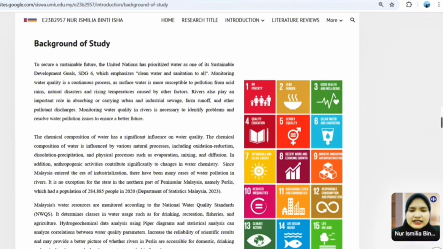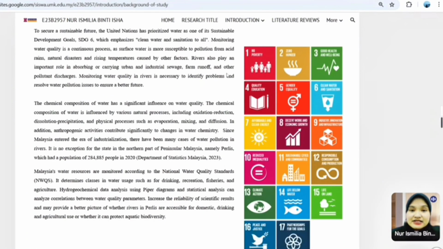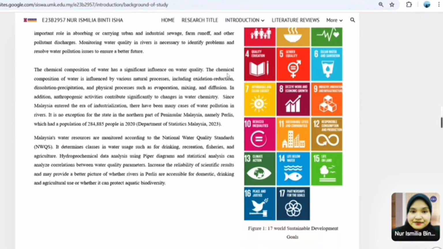However, rivers are highly vulnerable to pollution from both natural events and human activity, such as sewage disposal, agriculture runoff, and other industrial influence. Continuous monitoring of water quality is important, especially as Malaysian rapid industrialization has contributed to an increase in river pollution cases, including in the north of Peninsular Malaysia, Perlis.